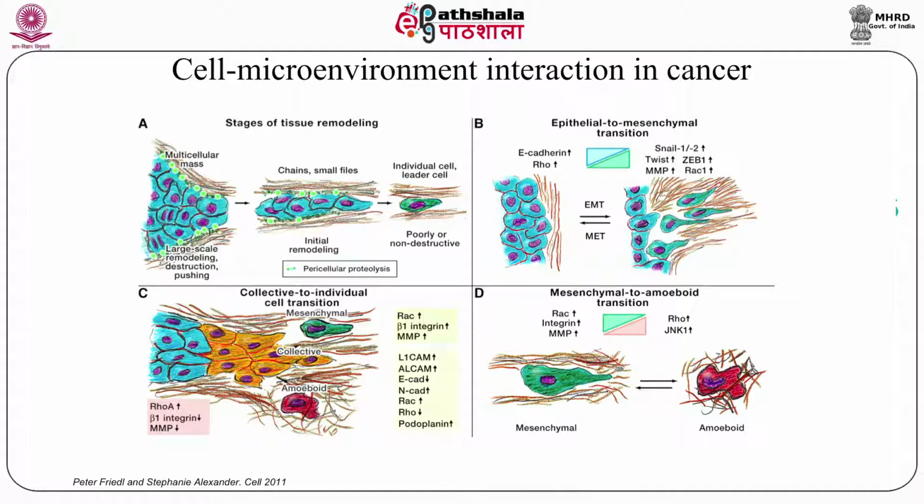Panel C and D show that invasion programs display plasticity or adaptability, which includes transition from collective cell migration to individual cell migration and mesenchymal to amoeboid transition. All the key regulators of these transitions are altered in expression or function, and they have been indicated in colored boxes in this image.